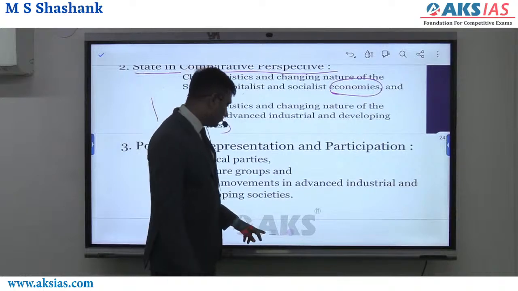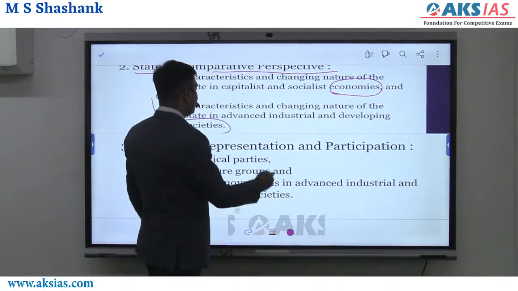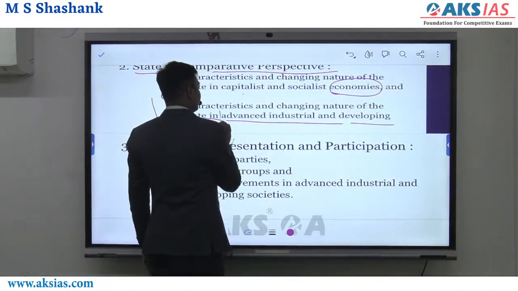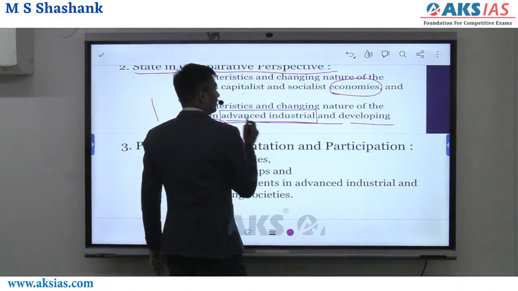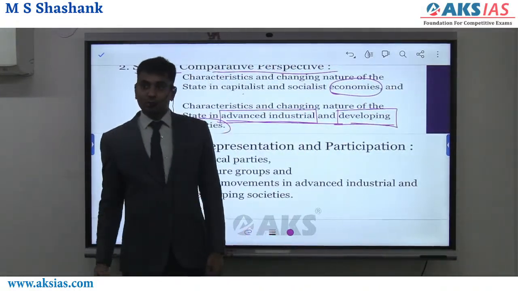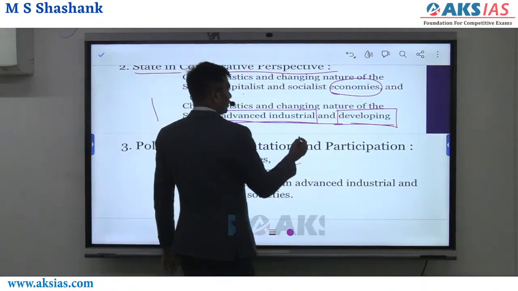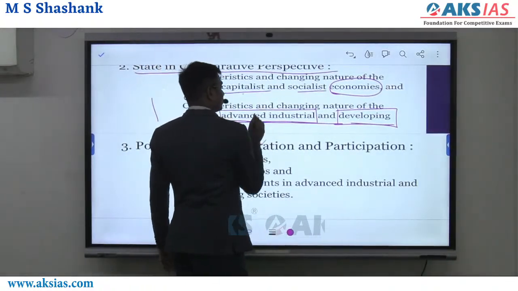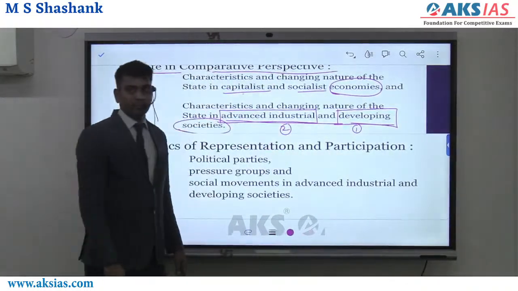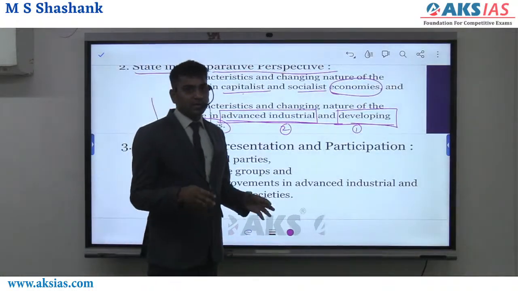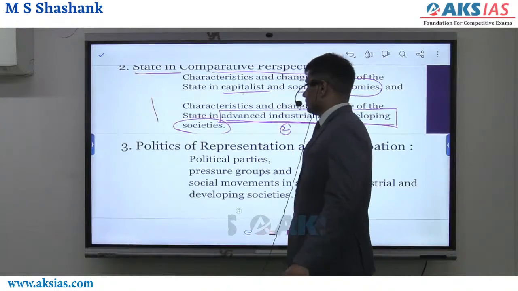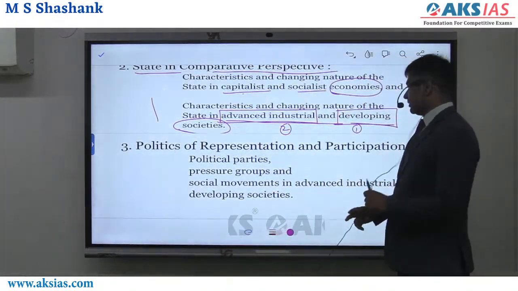Characteristics and changing nature of the state in advanced industrial and developing countries. So for advanced industrial countries and developing countries, you will have one perception of the state. More or less, socialist economies is one concept, capitalist economies is one, developing societies is one, advanced industrial is one. This is how they are comparing the state.